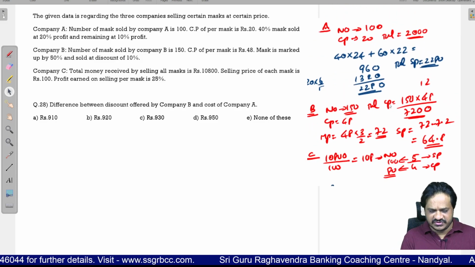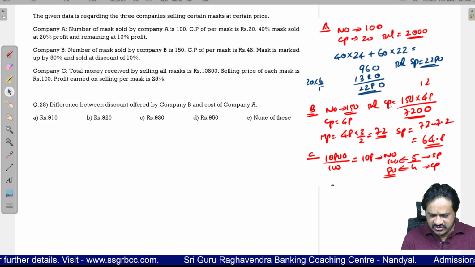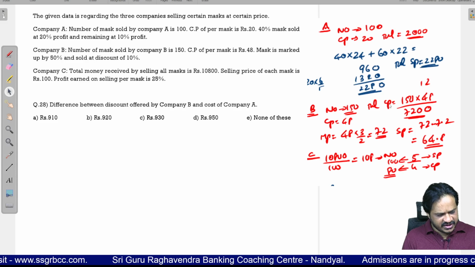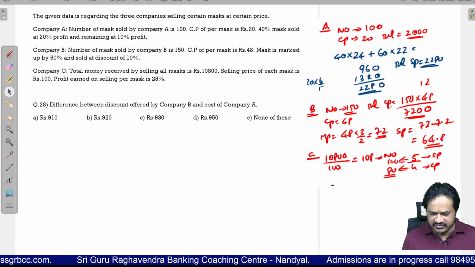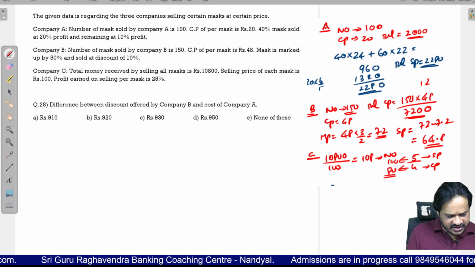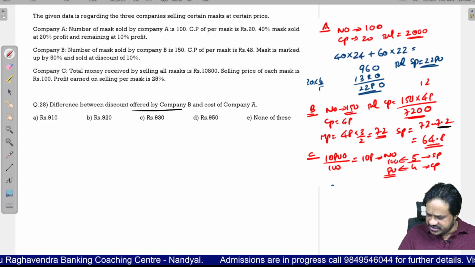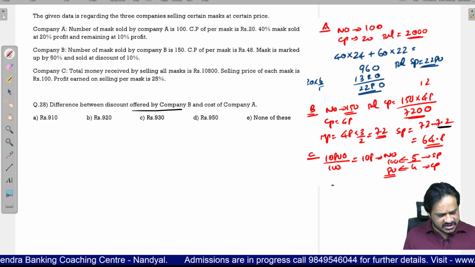Let us see the next one. Find the difference between the discount offered by B and the cost of company A. So, what is the discount offered by company B? This is the discount, 7.2 is the discount.